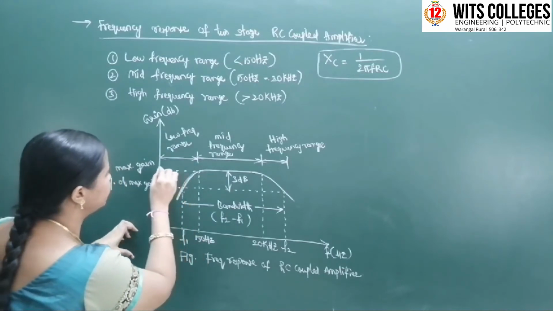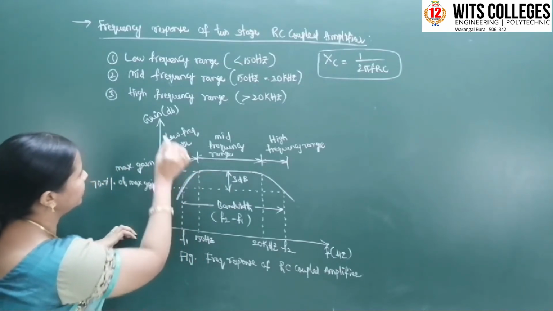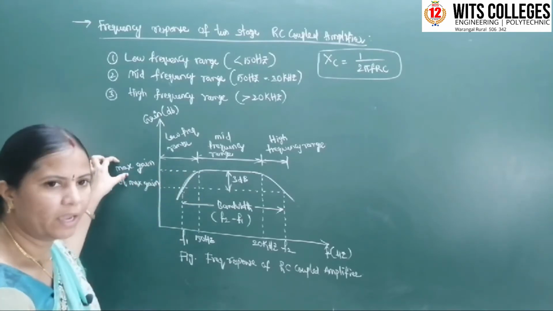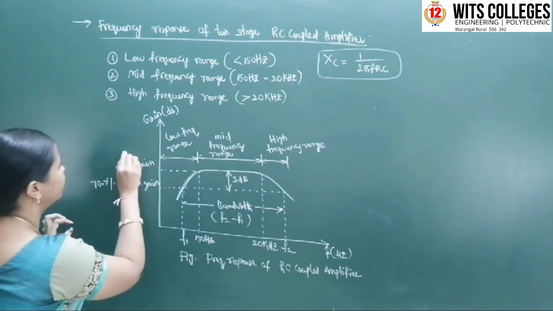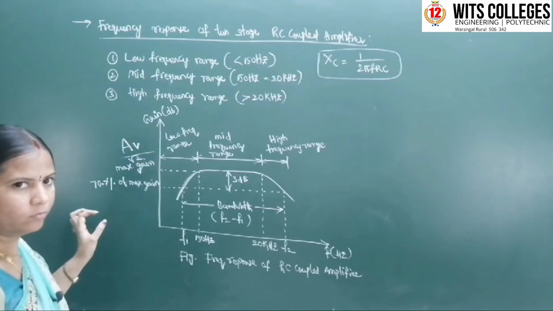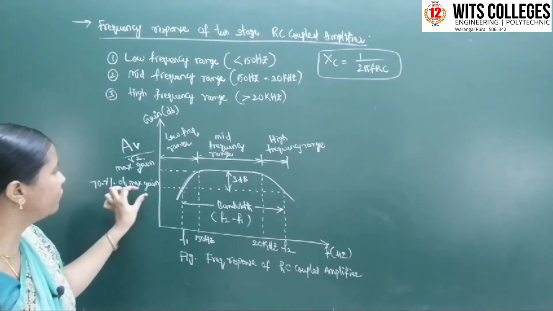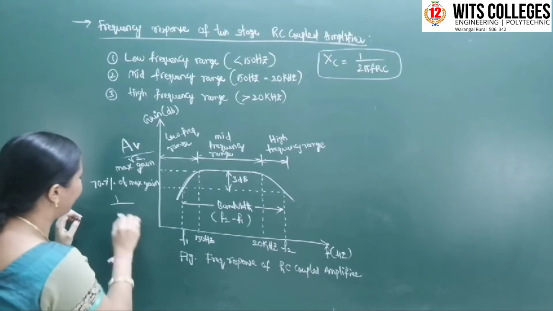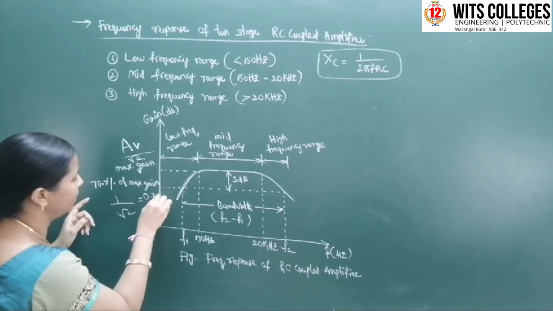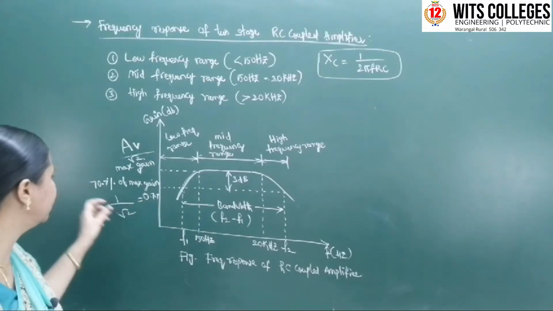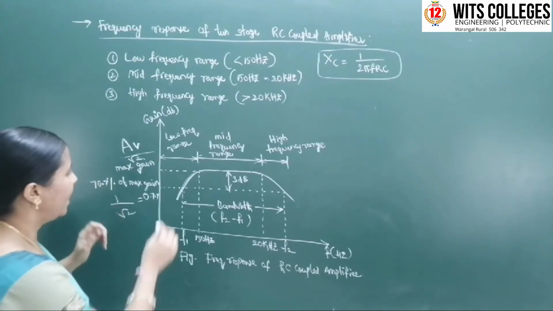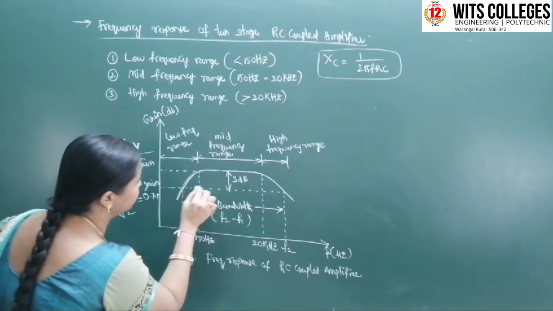And this is the maximum gain, with gain in decibels on the y-axis. For this maximum gain, the value is indicated by Av by root 2. If you take 1 by root 2, you get 70.7% of the maximum gain. So 1 by root 2 means the value is 0.707. If you calculate in terms of percentage, it is equal to 70.7% of maximum gain.